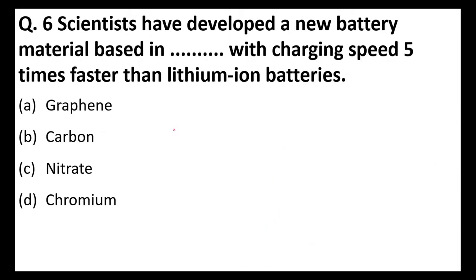Scientists have developed a new battery material with charging speed 5 times faster than lithium ion batteries. So which is that material? Here they are asking: graphene, carbon, nitrate, or chromium.